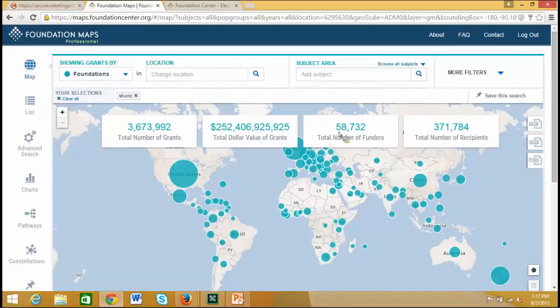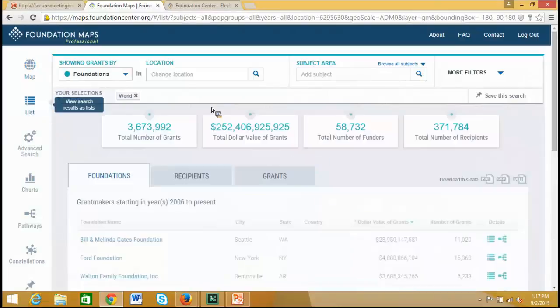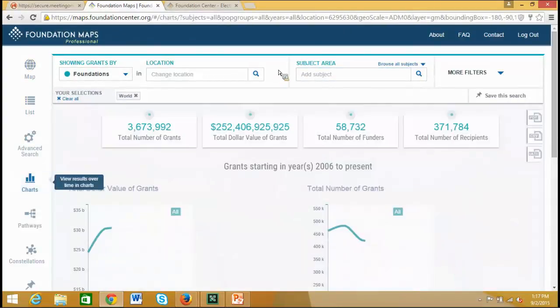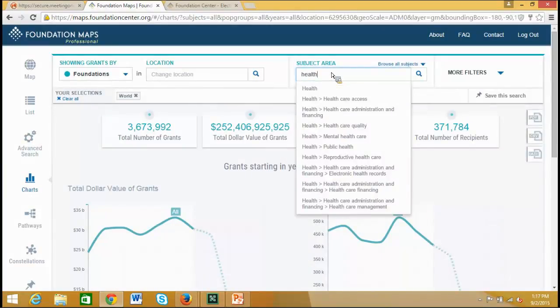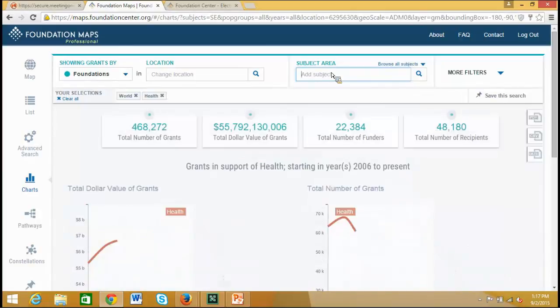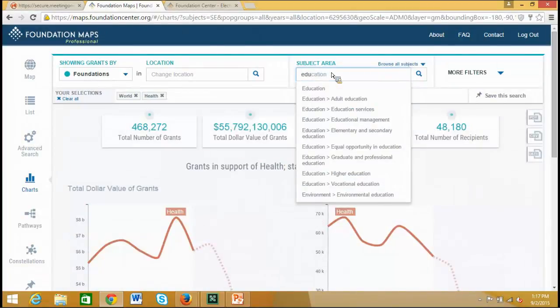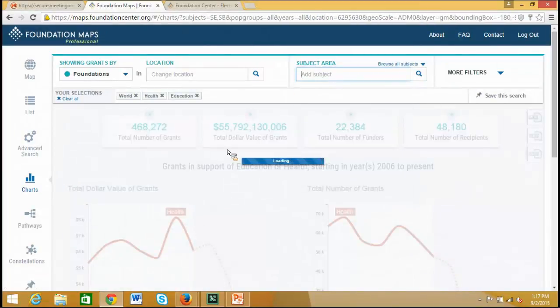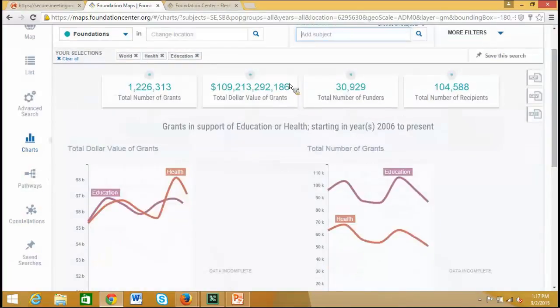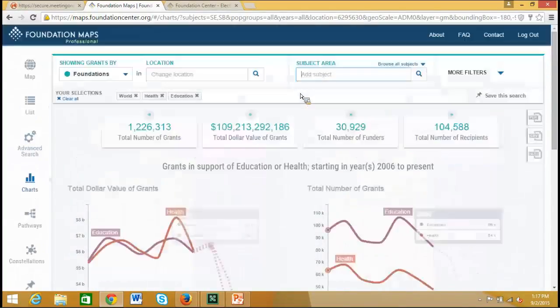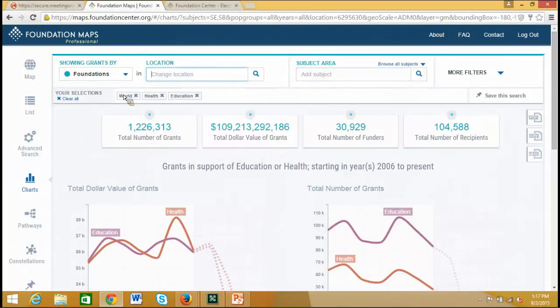The charts show a breakdown by subject. Can it show a breakdown by country or population group? The short answer is that it does not as of right now. So let's say I'm choosing the subjects health and education again. Right now, this chart is showing the breakdown by subject. I chose 2 subjects, but what if, we're looking at the world.